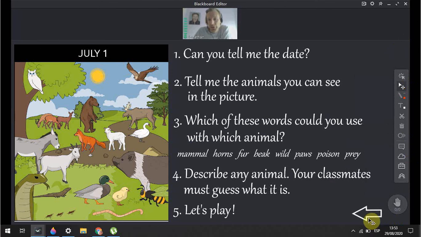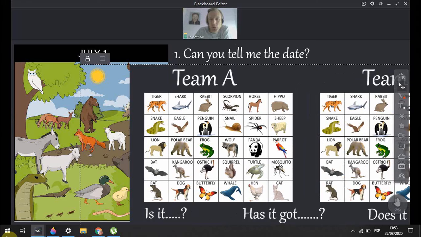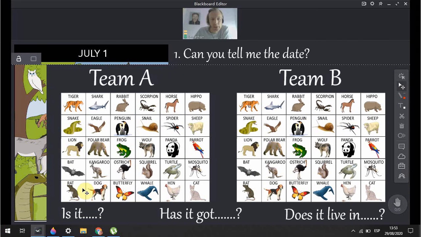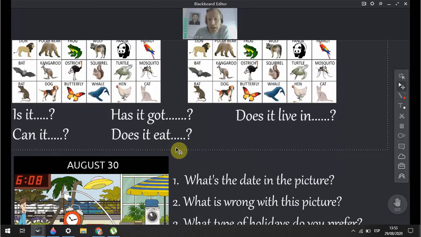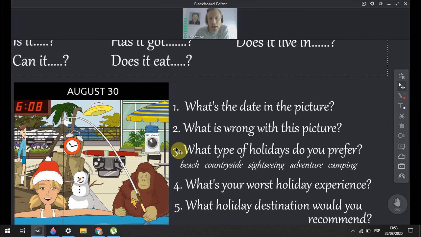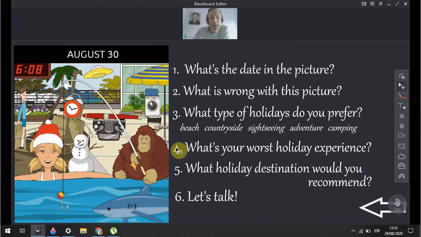Here we have about animals, and we finish off this month with a who's who. The kids go into their breakout rooms, they choose an animal, and you just play a basic who's who, trying to guess what the other team has chosen. This is what's wrong in the picture. Lots of strange things going on in the picture.